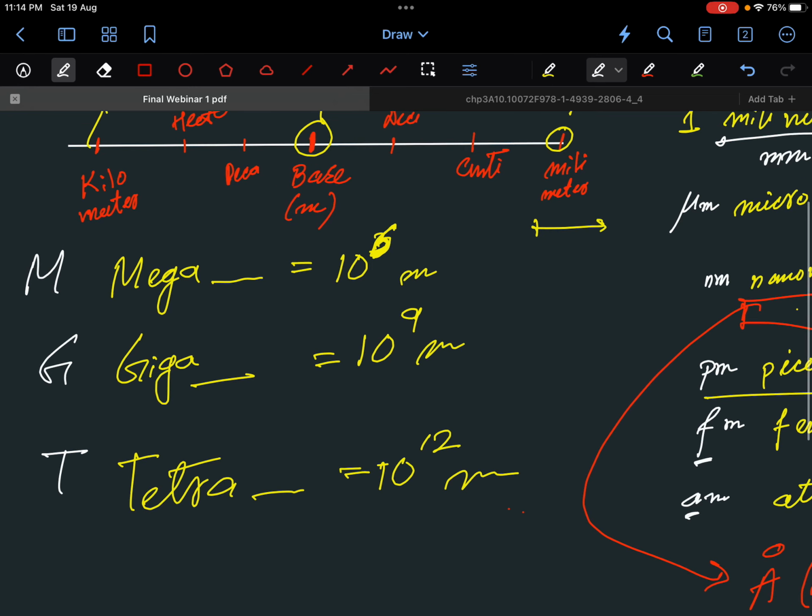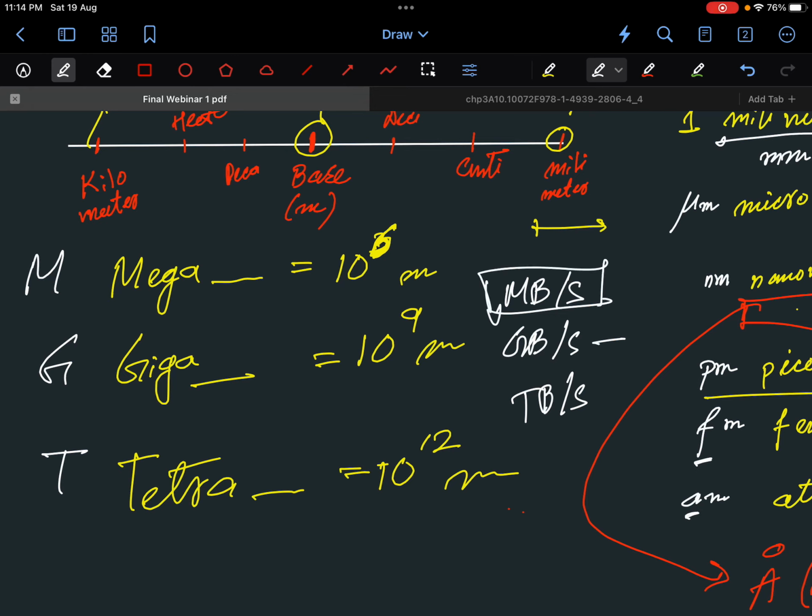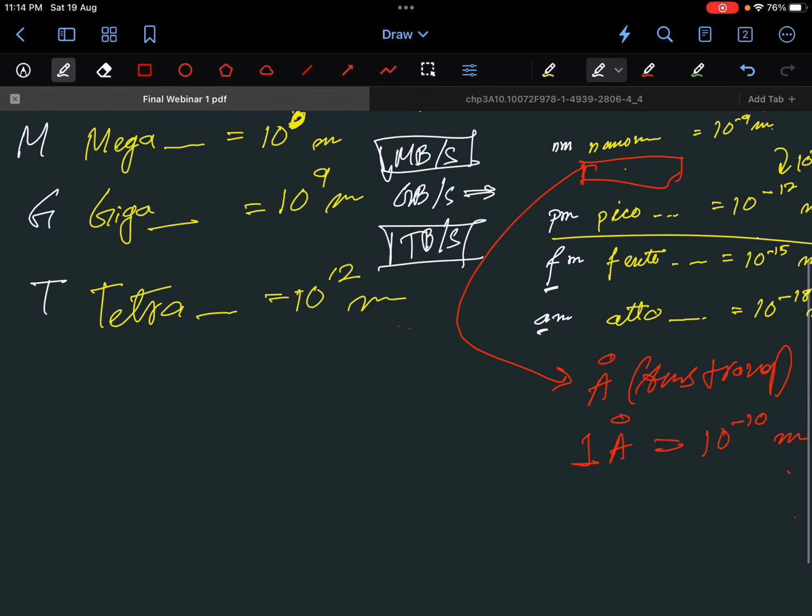You can just remember it in the form of memory bandwidth, that is MB per second or GB per second or terabyte per second. This is the internet speed that we all commonly use. Terabyte is found in very rare cases, and I don't know where it is found, maybe in Google headquarters. Okay, so this is how you can remember. I will just remove it so that it doesn't get confusing.